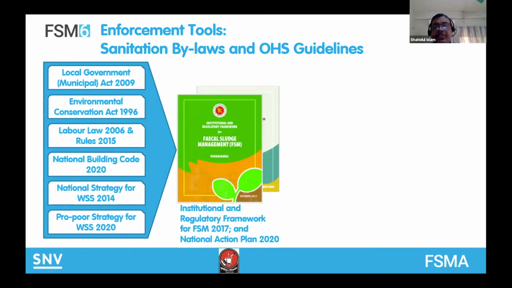But the local government division is particularly responsible for sanitation across the country. So, considering all these elements in the policy and legal frameworks, it developed a framework we call the Institutional and Regulatory Framework for fecal sludge management, and also a national action plan to implement it. This is a very effective and comprehensive guideline for the municipalities so that they can implement fecal sludge management and accelerate safely managed sanitation. The IRF clearly defines the roles and responsibilities of the stakeholders, because earlier they were not defined, and it also describes the ways and means of implementing FSM and citywide inclusive sanitation.